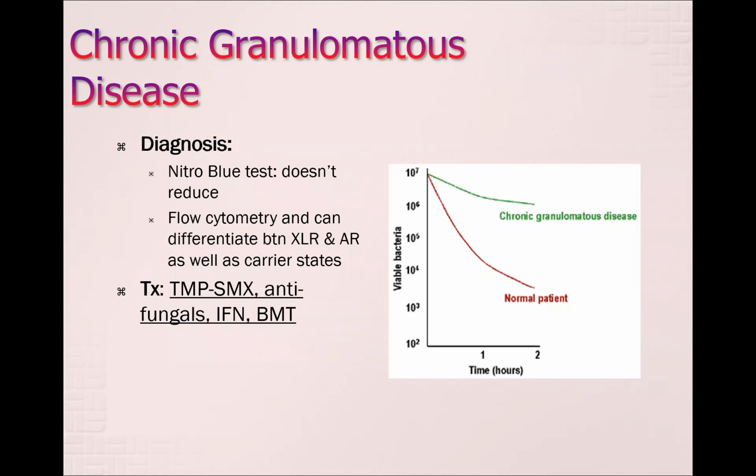The way to diagnose it typically now is flow cytometry. The way that you'll hear about or see on antiquated tests is the nitro blue test. So failure to reduce nitro blue would typically tell you that somebody had CGD, but at this point in time, flow cytometry is actually used to differentiate it, because it can actually differentiate X-linked recessive and autosomal recessive states of CGD, as well as carrier states. So flow cytometry is typically the actual diagnostic test at this point in time, and you guys can see some of the treatments available. Interferons can actually be very helpful in patients with CGD.